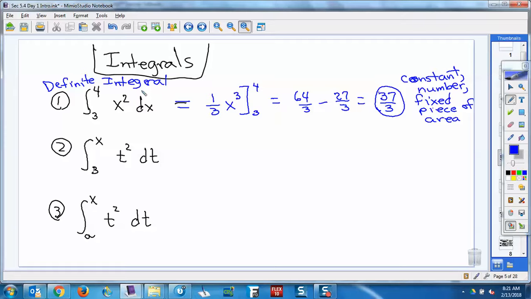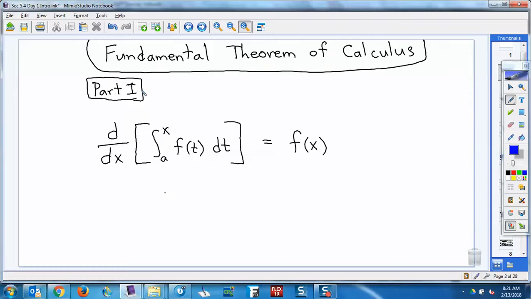What is that? That is not a constant. That is not a number. That is not a fixed piece of area. What is it? What do we call that? I just said it earlier. What is this right here?